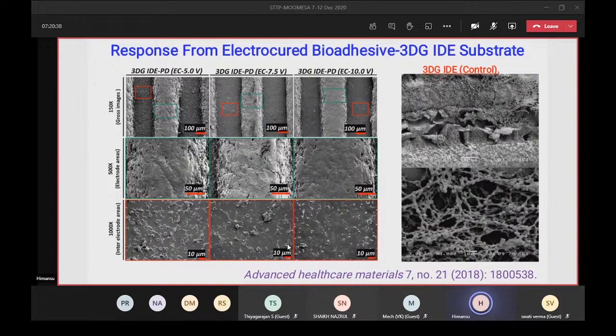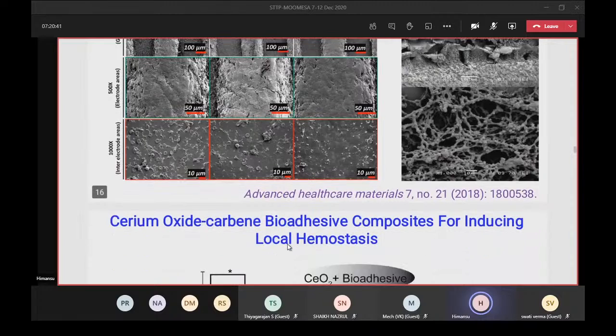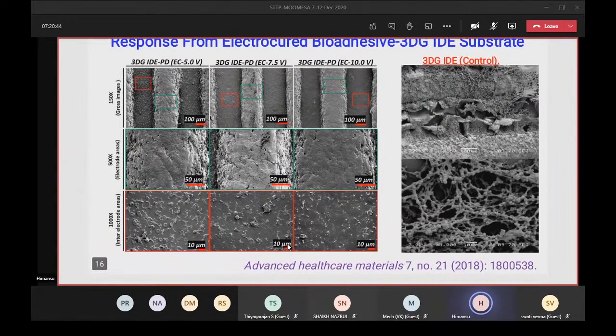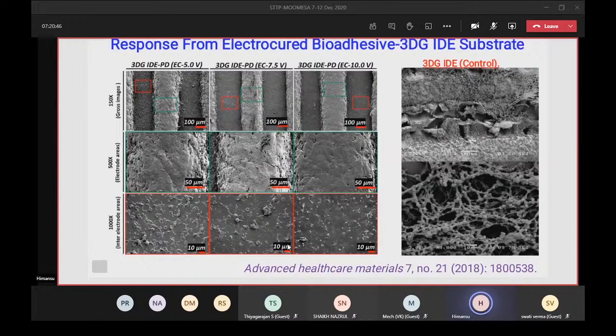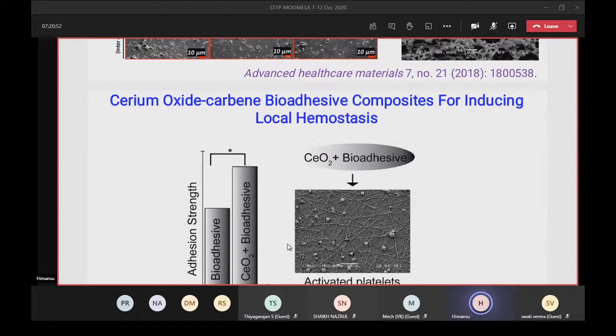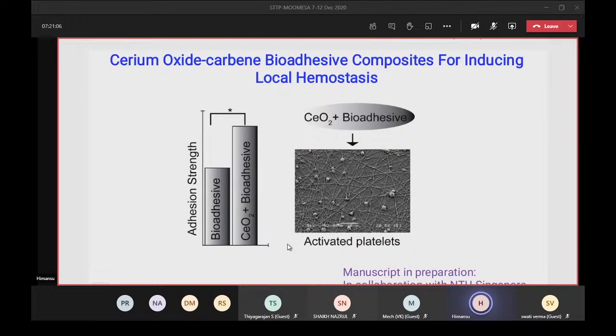This was published recently in Advanced Healthcare Materials, and it is a very influential paper. This work was done with the Rameshas laboratory from Northwestern University, and we also think about how to increase the strength of this bioadhesive using different nanomaterials. We have prepared functionalized cerium oxide nanoparticles, which can be directly added to the bioadhesive, and we could create a formulation that could significantly prohibit platelet adhesion and activation.